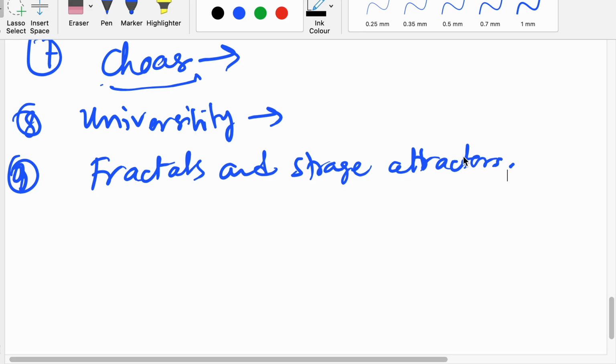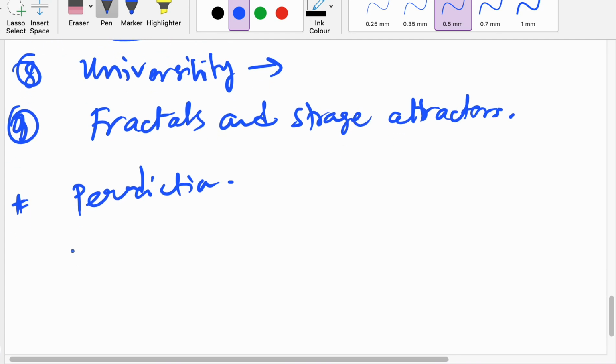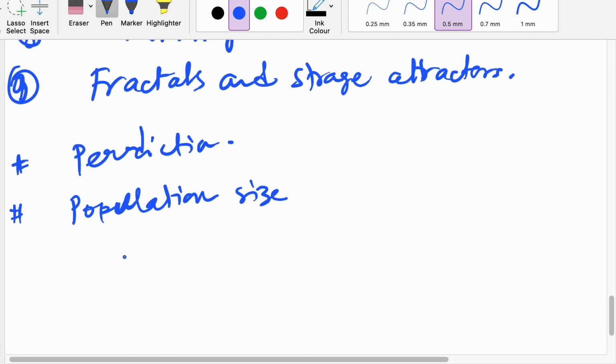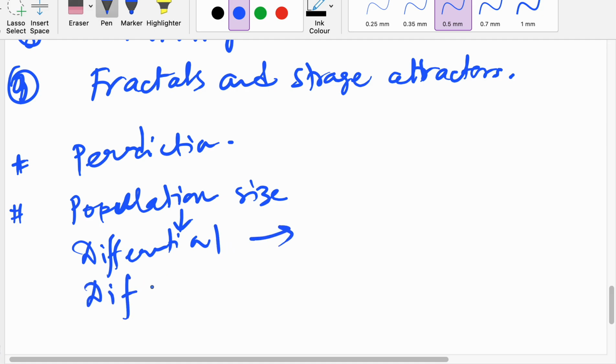So that's it. In the next class, I will show you the definition of predictability, how it changes over the years, and how we can form an equation. The second thing is how we can model a population size as time goes on. And then we will see what differential equation means in terms of population size and prediction of population size, and what a difference equation means. One is a differential equation, one is a difference equation.